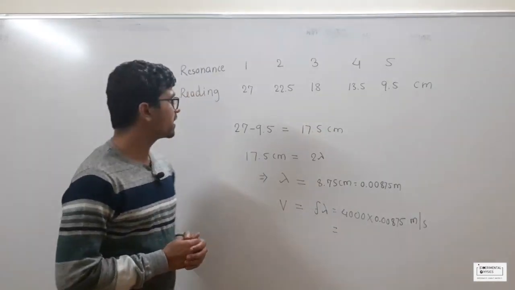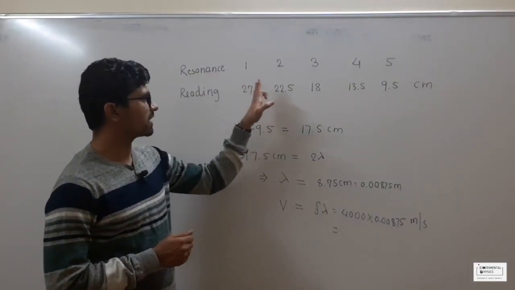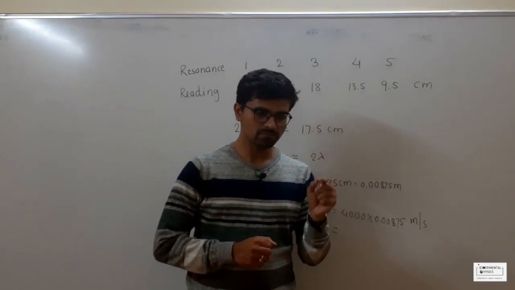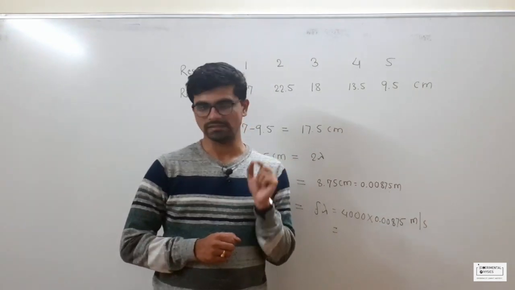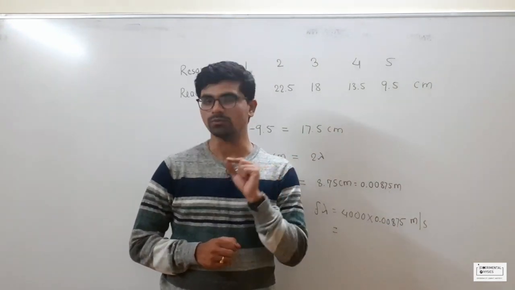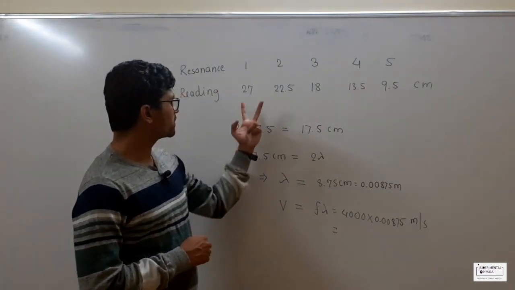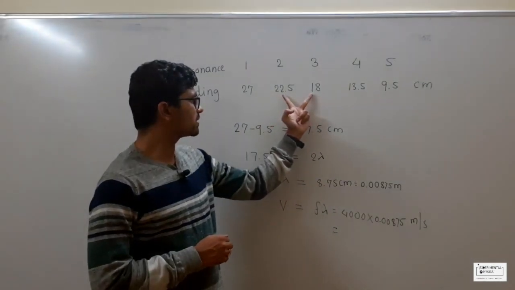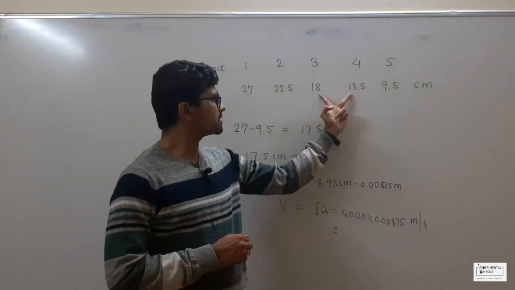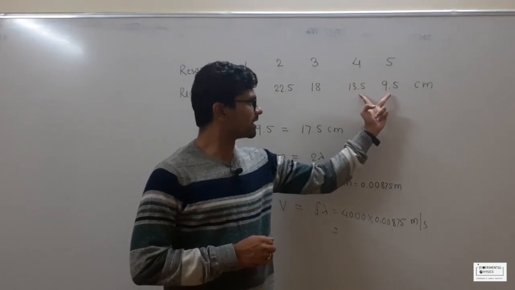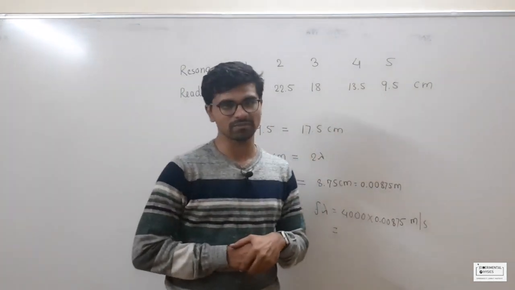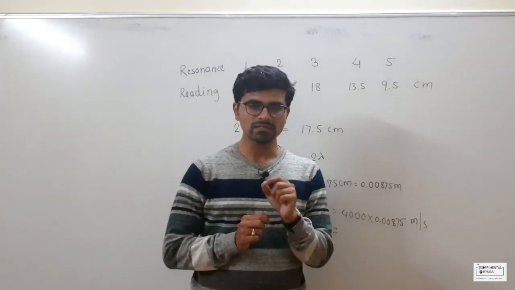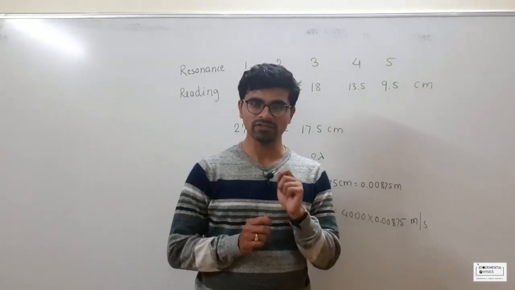So as you can see, I have written the readings here for the resonance. If you remember, I said the separation between two consecutive lengths for resonance would be lambda by 2, right? So now if you look here, the separation between these two is 4.5 centimeter. Again here it is 4.5, here it is 4.5, but at the last we are only getting 4 centimeter. So there is definitely human error. In order to minimize the human error, we are going to use the method of averaging.